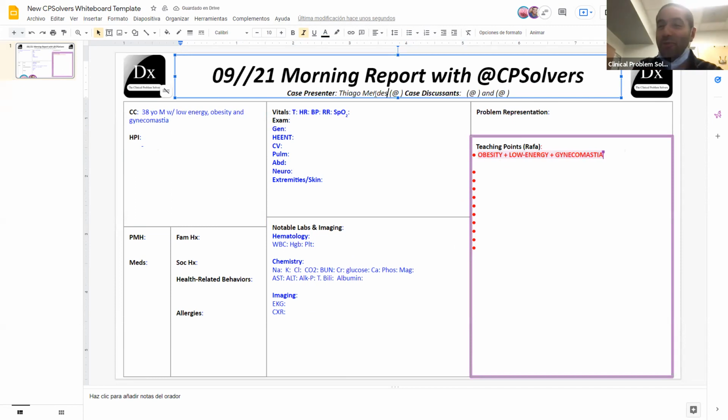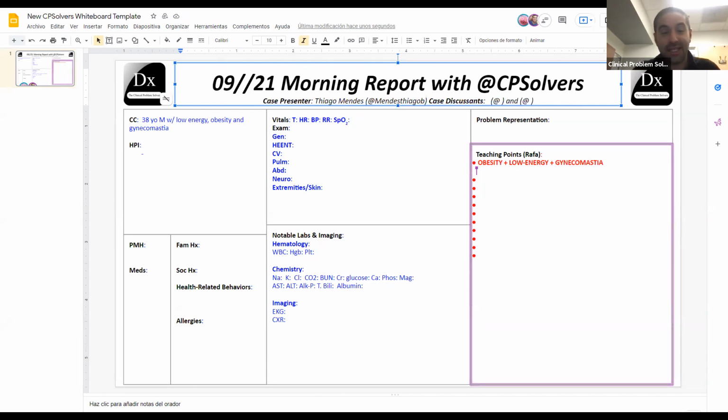30-year-old man with low energy, obesity, and gynecomastia. Where does the story begin? I'll tell you that it's not uncommon to take these complaints and try to study where you're going to drop your anchor. And I think that where we choose to drop our anchor is a complicated subject that has many dimensions to it.